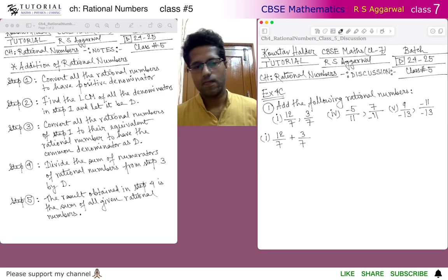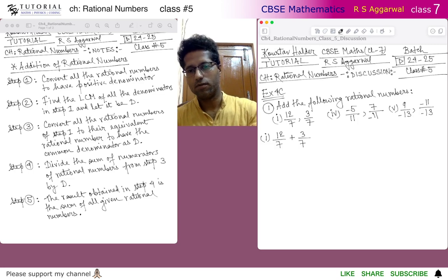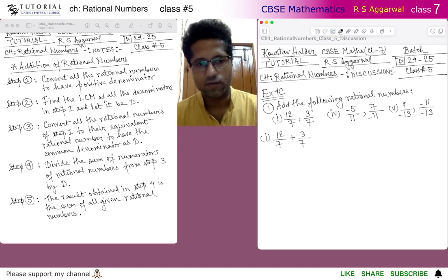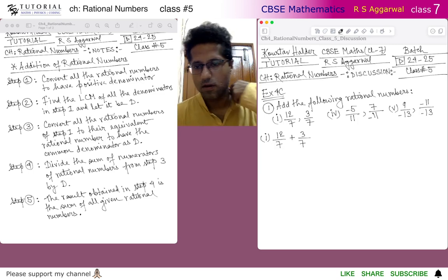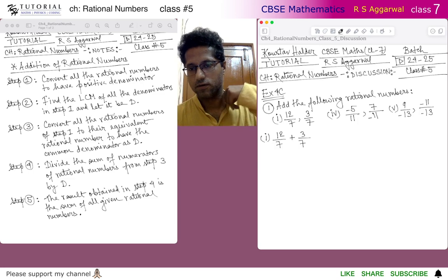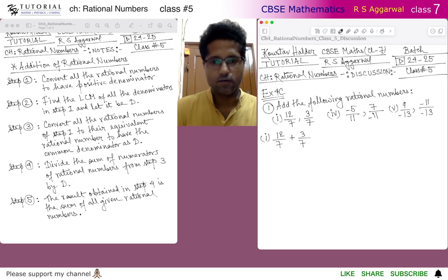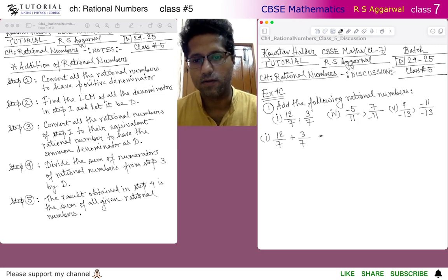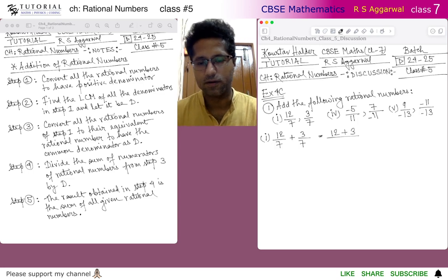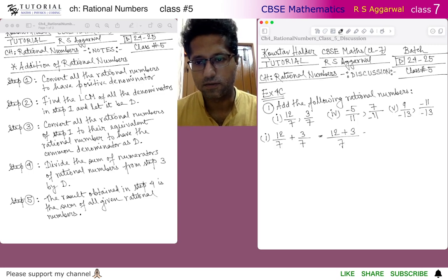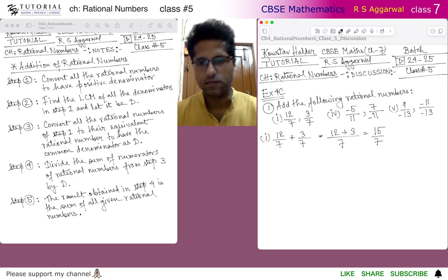Now as you can see, both the denominators of the rational numbers are already positive and already the same. So we can skip steps 1, 2, 3. They are not required if the denominators of all the given rational numbers are positive and the same. In that case we directly skip to step 4 and we simply add the numerators of the rational numbers and divide that by the common denominator, which in this case is 7. So the answer is 15 by 7. So this was easy.